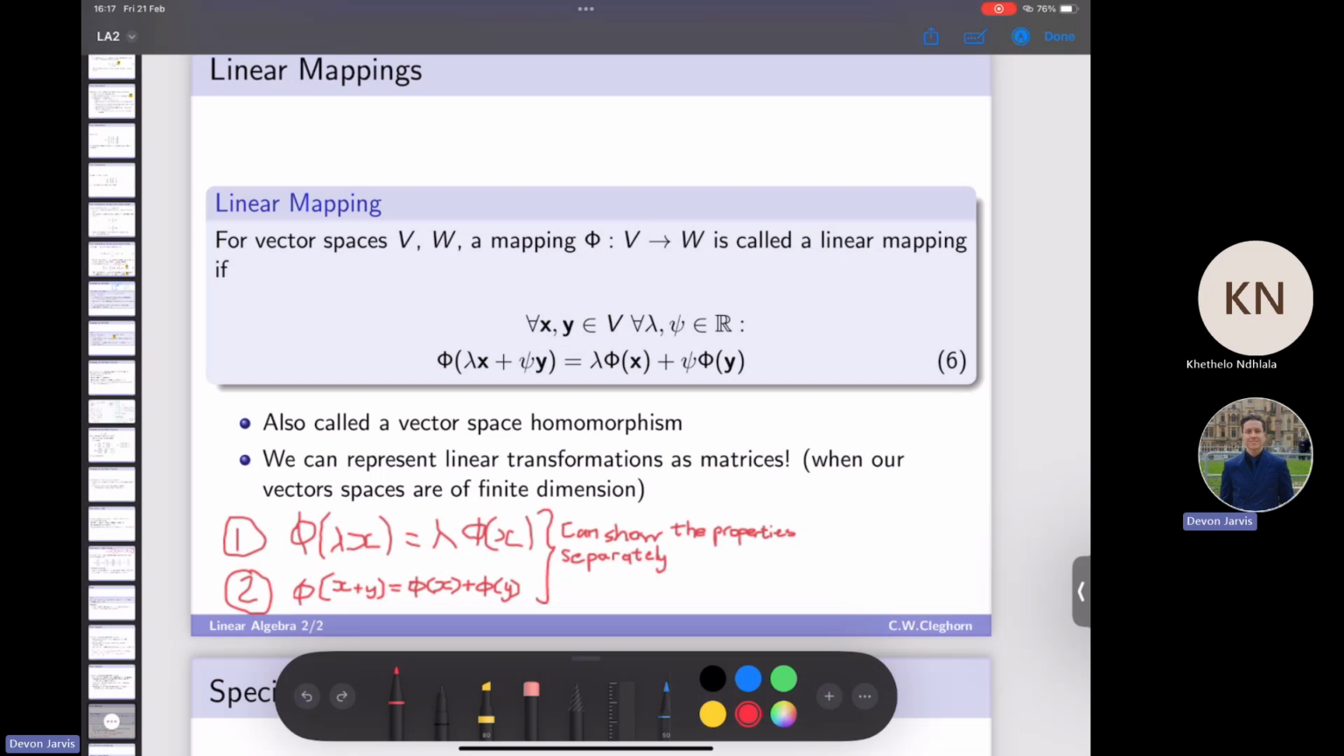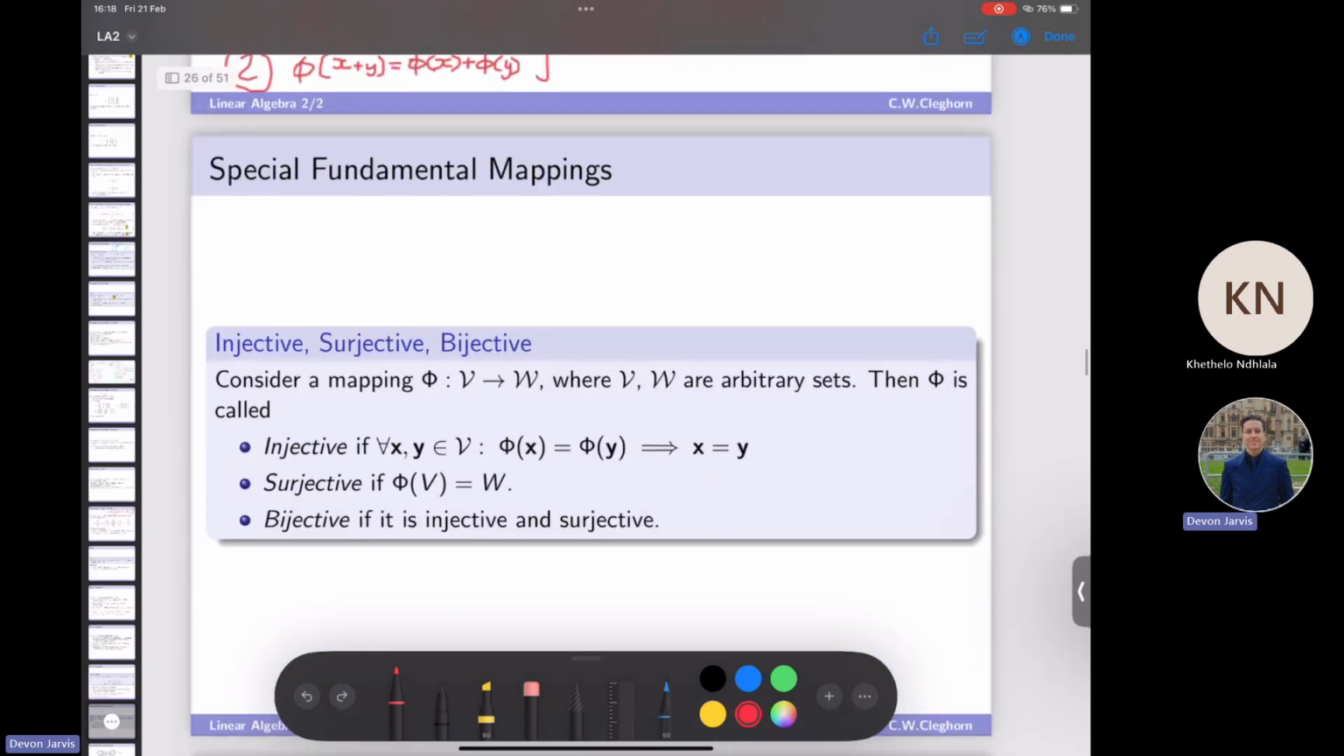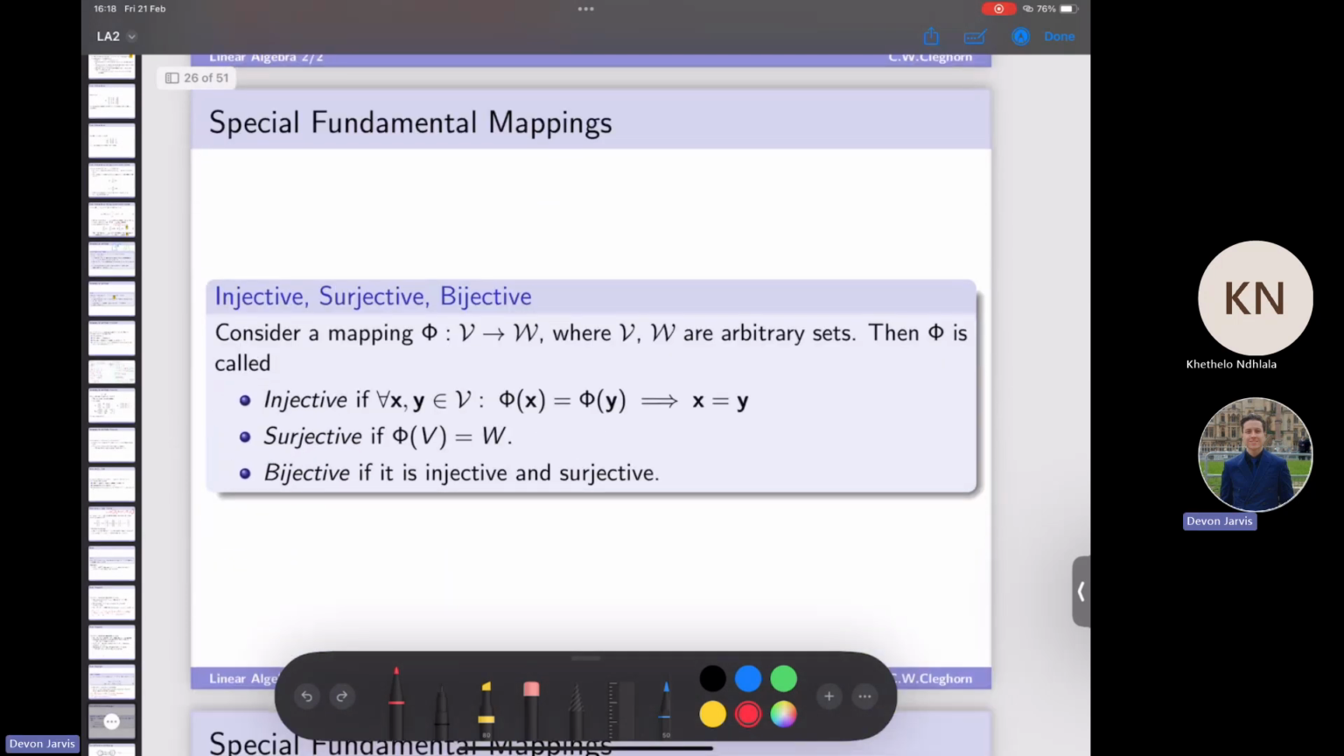Okay, we can represent linear transformations as matrices, when they're in finite dimensions. There are ways to get into functional analysis that generalize these concepts, but we just care about vectors in finite dimensions now. And so we can then represent any linear mapping with a matrix. Okay, there are a few nice definitions to know about with these mappings.